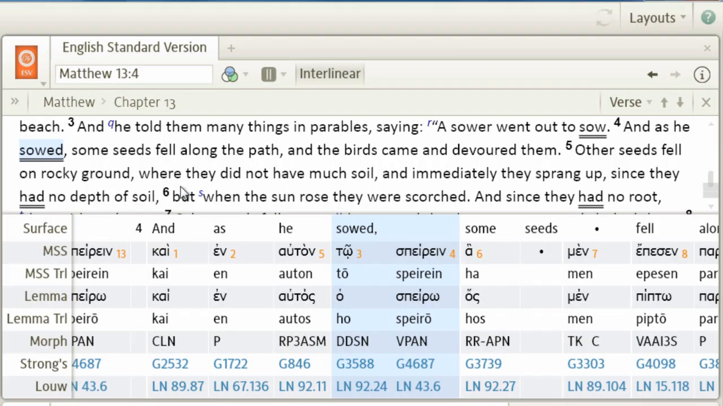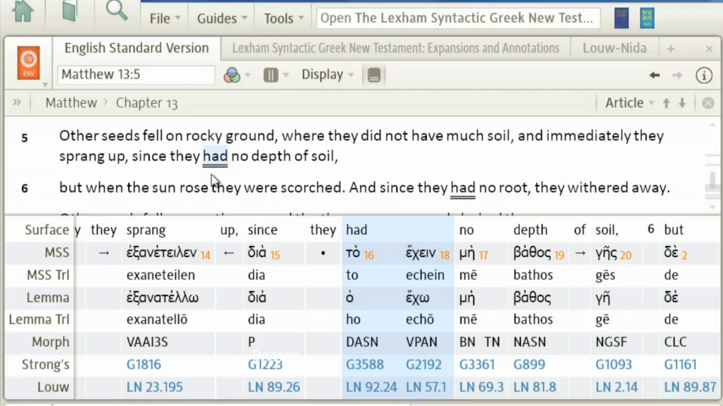For the construction en to plus the infinitive, you can also see the English translation when or while instead of as. An infinitive may be used to indicate the reason for the verbal action to which it is related. This is called an infinitive of reason. Now, we've already looked at Matthew 13, this parable of the sower. And the key words that you want to look for when dealing with the idea of reason are the words since or because.